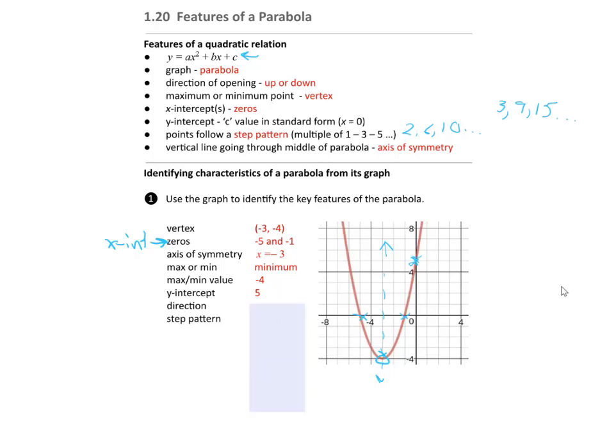The direction, meaning the direction of opening, it's opening up because we see there's an opening up here. And our step pattern, to analyze that, you just take your vertex, go over 1. Does it go up 1 or 2? What goes up 1, over 1, up 3, over 1, up 5? There we go, very, very clear. Our step pattern is 1, 3, 5.